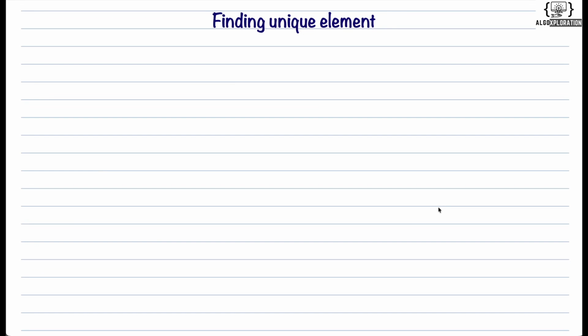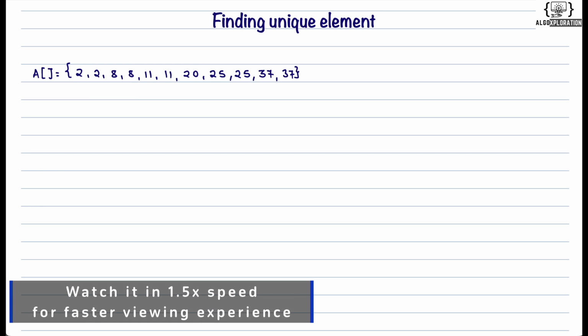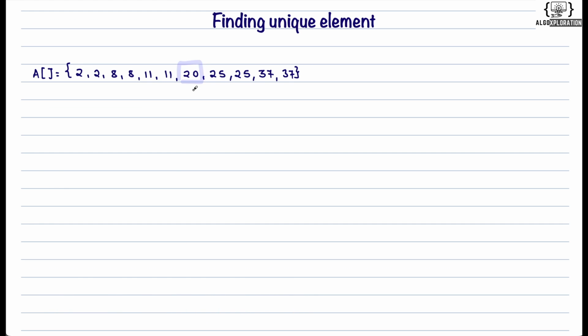So hi, in today's lecture we are going to see how to find a unique element in an array. Here they are giving us a sorted array in which every element is duplicate. Only one element will not be duplicate, and we have to return that element. I hope you got the question. In this case we have to return 20 because 20 is not duplicate.